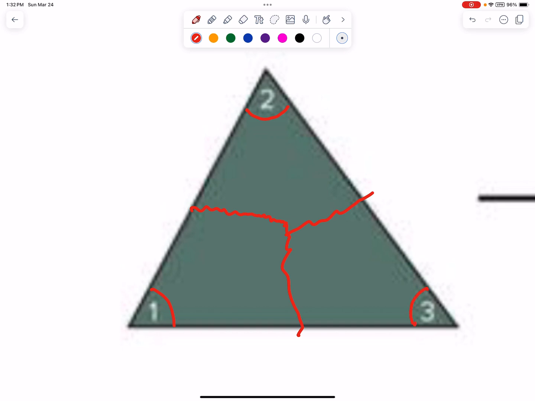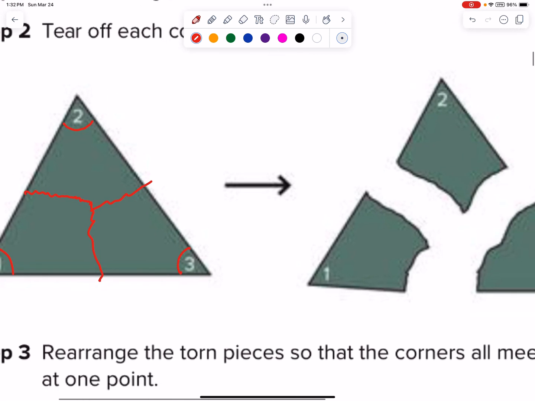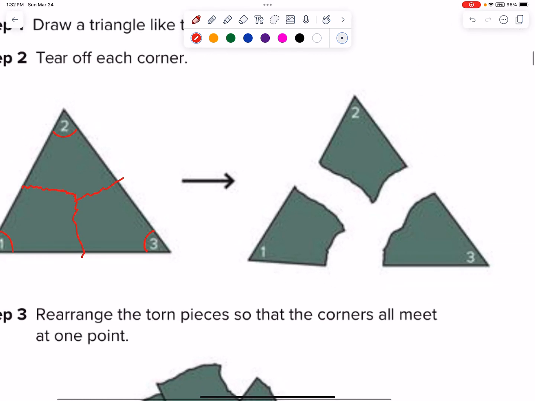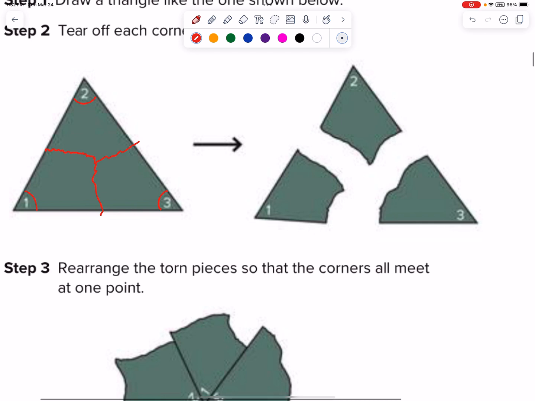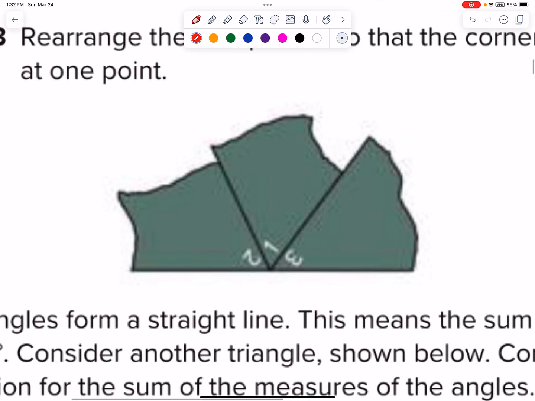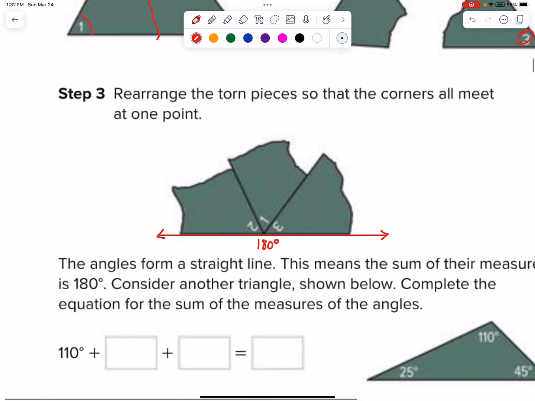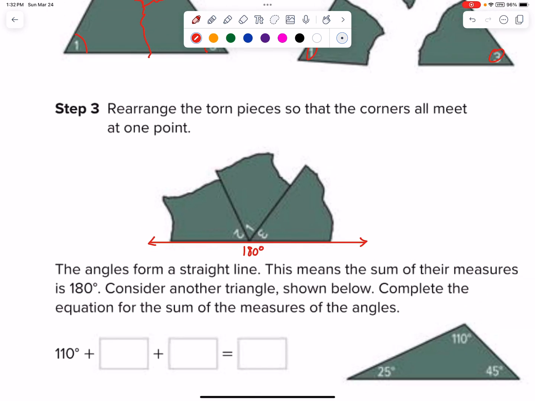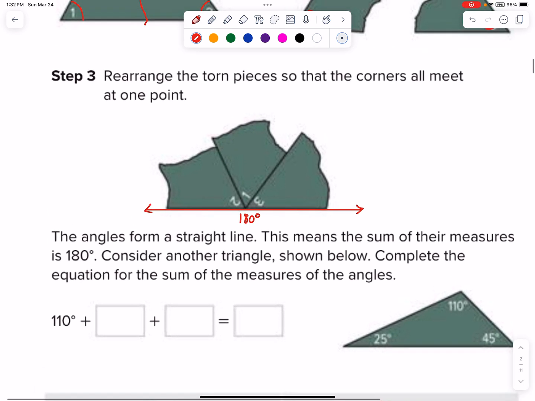Or sorry, the interior angles. We already know that these interior angles add up to 180 degrees because we've discussed this before. But let's go ahead and see what that looks like. So if you pull those apart and we put the three angles together, those three interior angles, you can see that when you put them together, they create this perfectly straight line. This is the straight angle or 180 degree angle. And so that just is physical proof that the three interior angles, when you put them together, equal 180 degrees. And that's going to be true for any triangle.